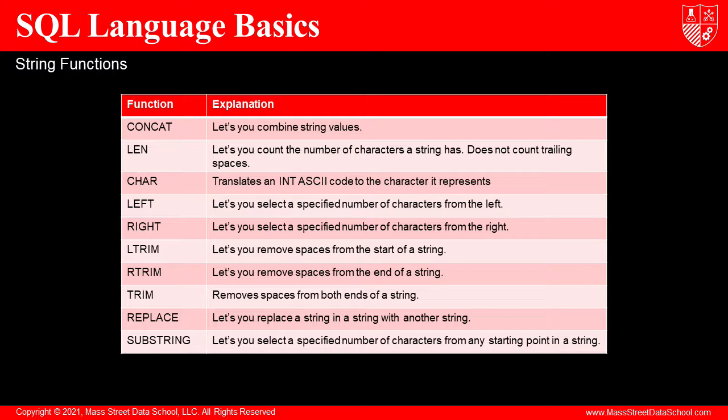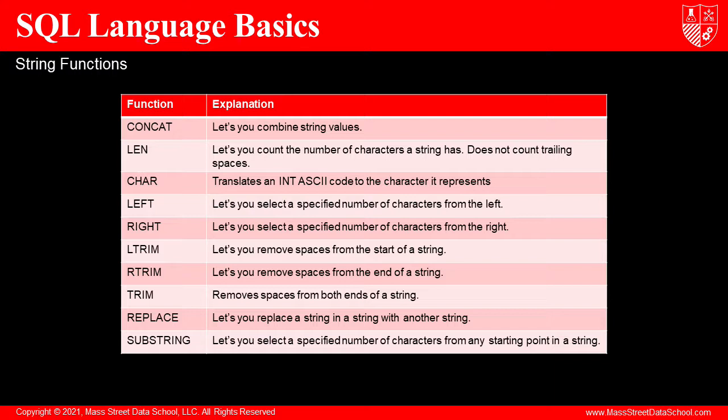Left and right. If you want to chop off a string so it only shows a certain amount of characters, you use the left or right function depending on which end of the string you want to start counting on. ltrim, rtrim, and trim. These functions remove spaces from the left, right, or both ends of a string respectively.